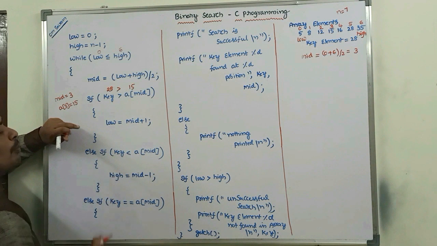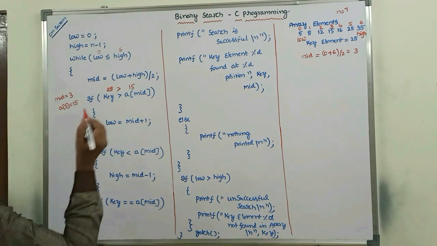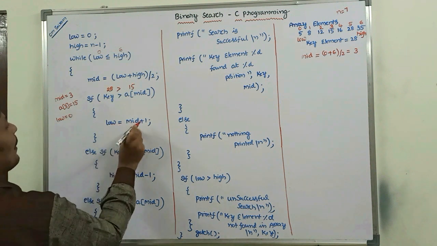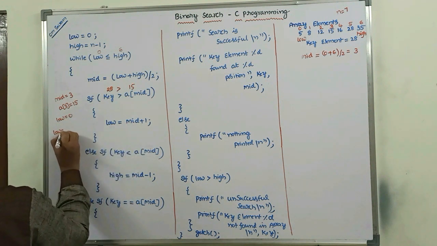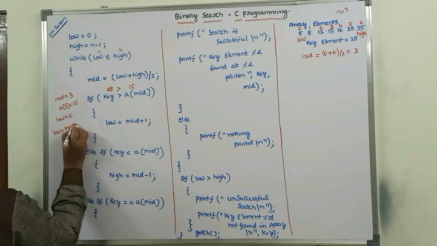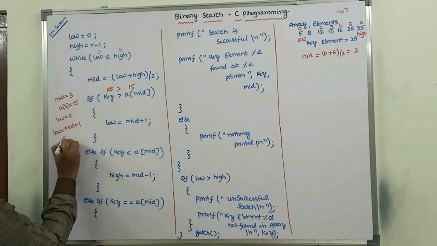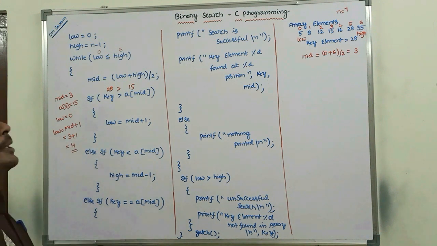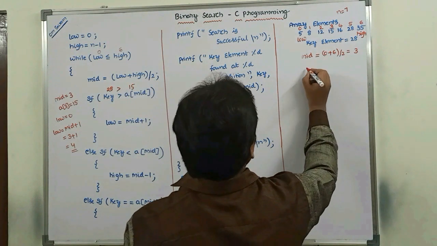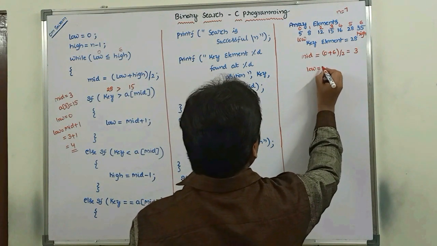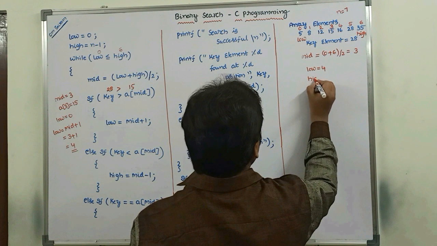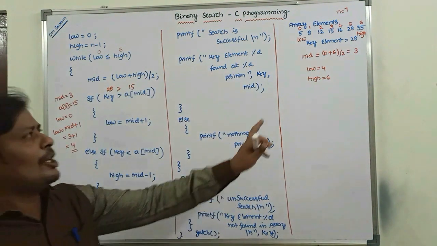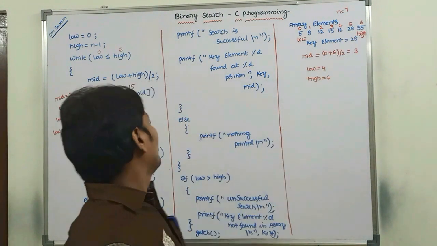Low is equal to mid plus 1. Initially the low value is 0. Now the low value becomes mid plus 1. What is the mid value? The mid value is 3, so 3 plus 1 is equal to 4. Now the low value is 4 and the high value is 6. These are the new values. The high value has no change, only the low value 4 I am taking.